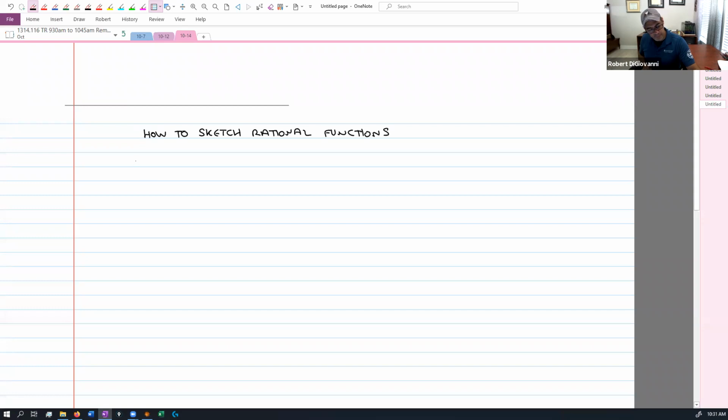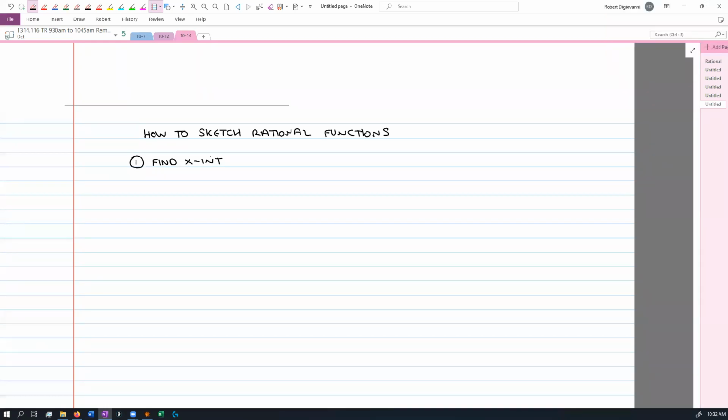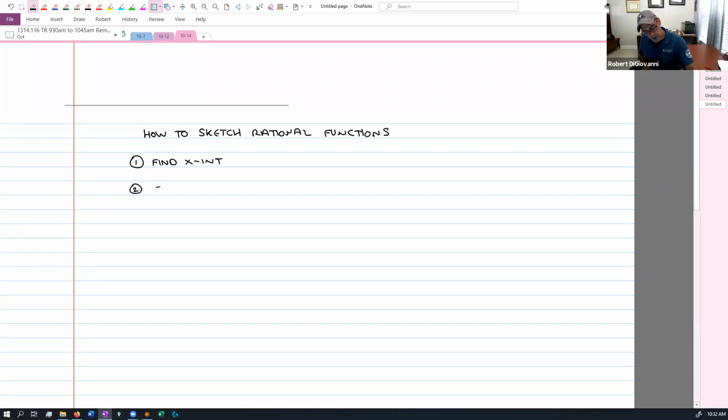First step, find the x-intercepts. Have we already talked about how to do that? Yeah, right. You set the top equal to 0 and solve it. Next thing you do, you find the vertical asymptotes. How do we do that? Set the denominator to 0, right?